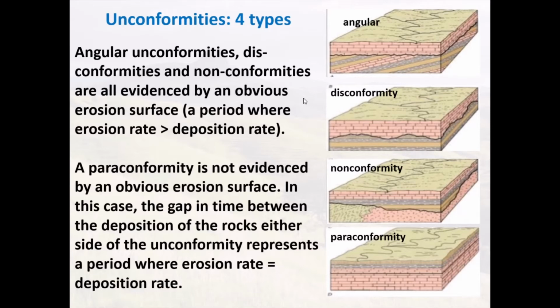So those top three examples, angular, disconformity and nonconformities, they're all evidenced by an erosional surface, and that's a period where the erosion rate in the area was greater than the rate of deposition. A paraconformity, you don't see that obvious erosional surface, and so we can interpret that during formation of a paraconformity, the rate of erosion is equal to the rate of deposition. That's why we don't see any net erosion, any obvious erosional surface.